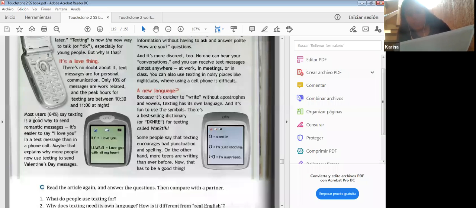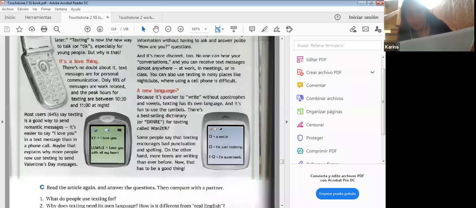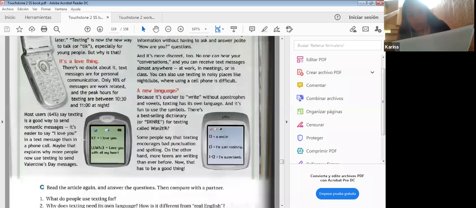A new language, because it's quicker to write without apostrophes and vowels. Texting has its own language, and it's fun to use the symbols. There's a best-selling dictionary for texting called Want to Talk. Some people say that texting encourages bad punctuation and spelling. On the other hand, more teens are writing than ever before. Now, that has to be a good thing.